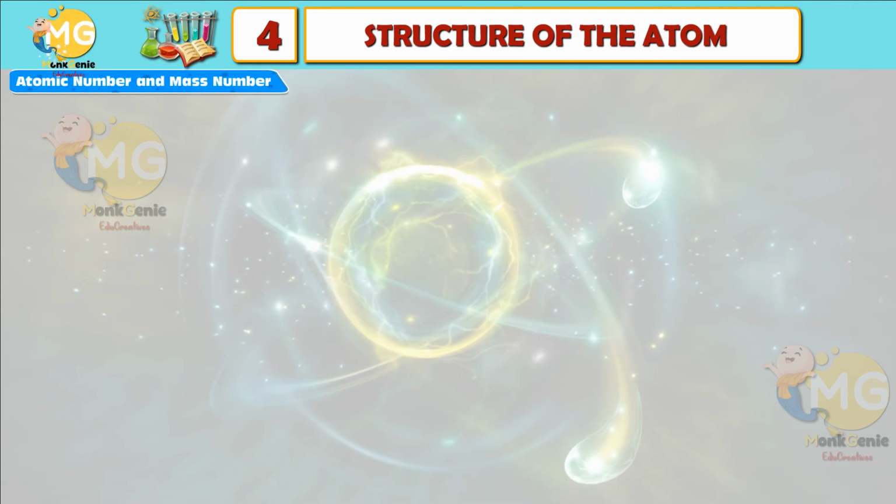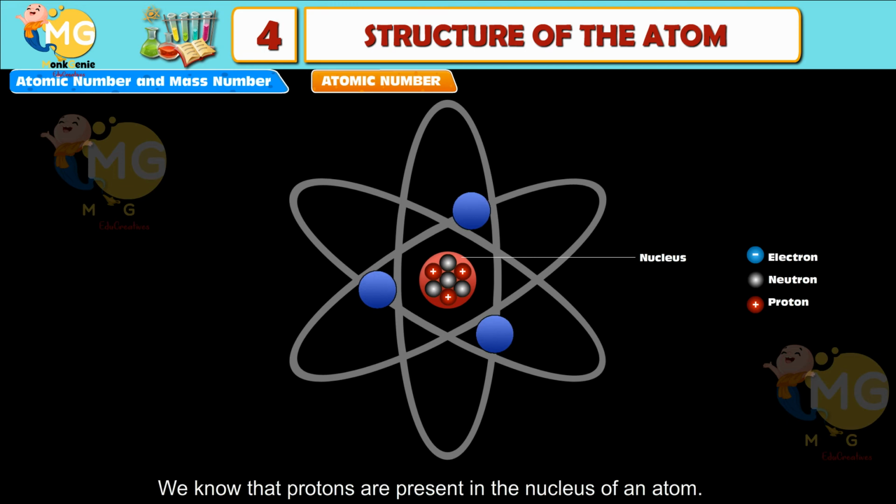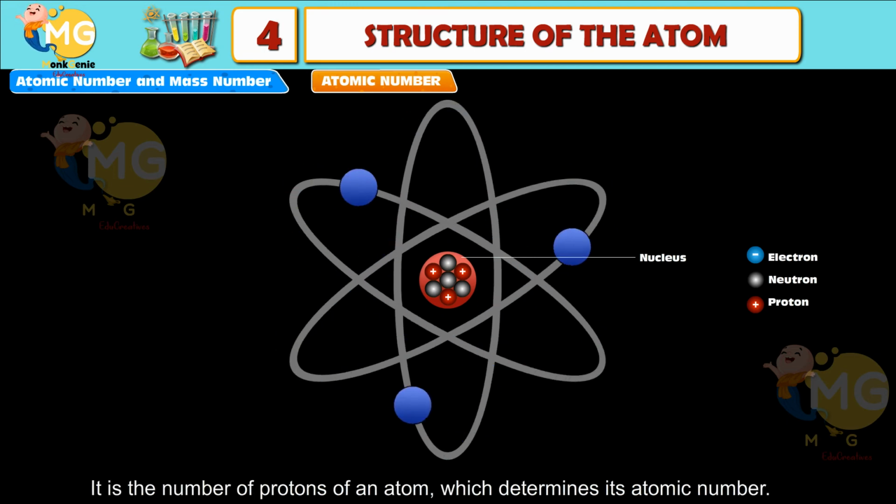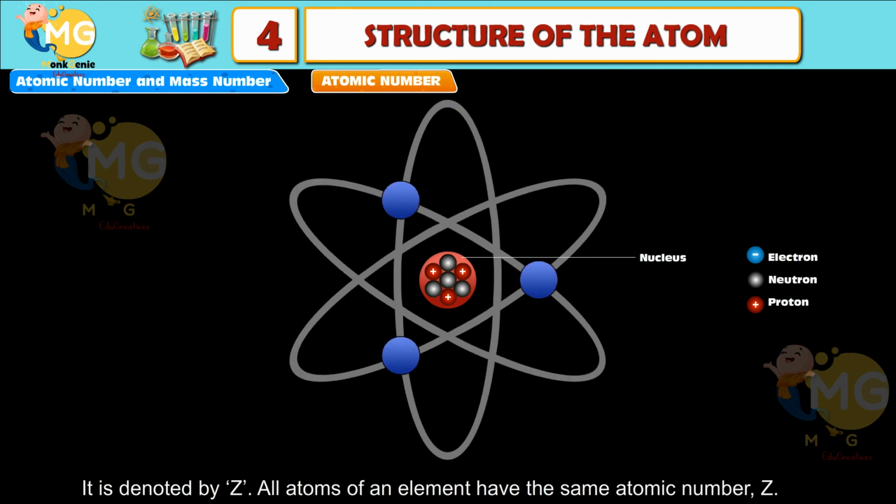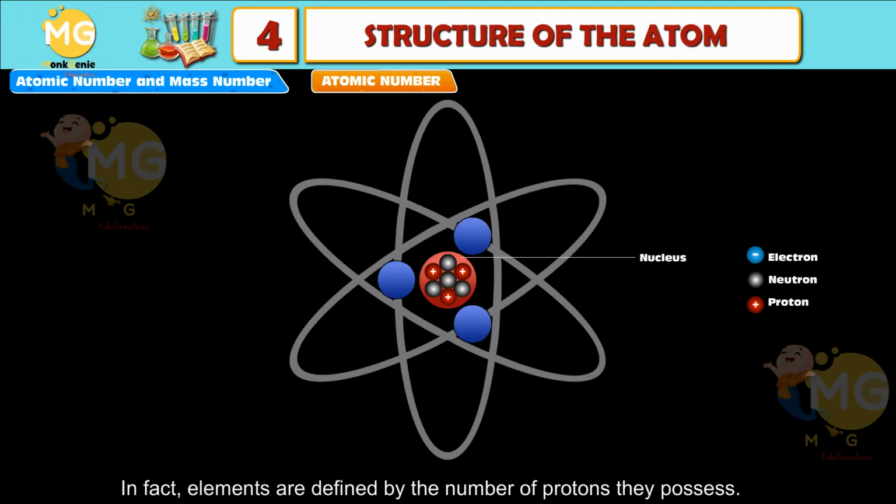Atomic number and mass number. Atomic number. We know that protons are present in the nucleus of an atom. It is the number of protons of an atom which determines its atomic number. It is denoted by Z. All atoms of an element have the same atomic number Z. In fact, elements are defined by the number of protons they possess.